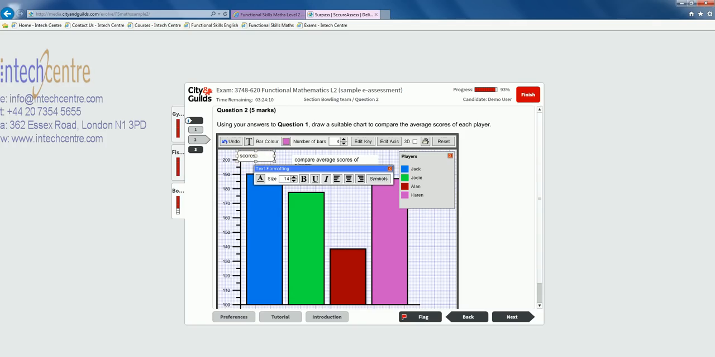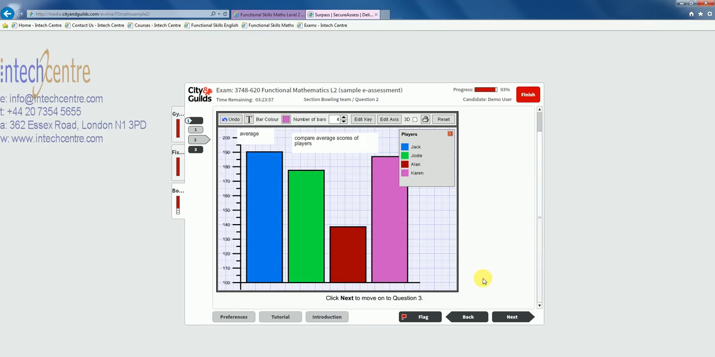The main thing is you don't waste too much time. It's worth 5 marks. Obviously the bars are important, the axis is important. The key here is optional. You could just use text boxes to indicate the players. So that's how you do a bar chart.